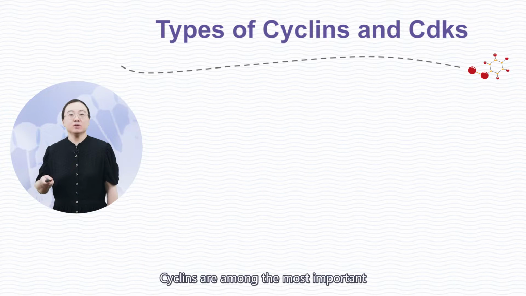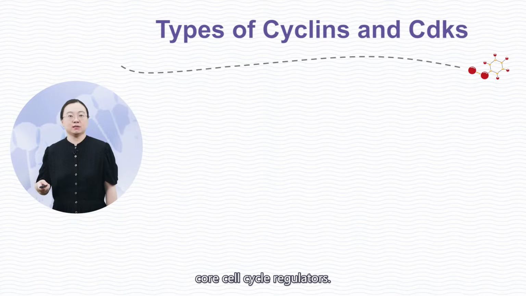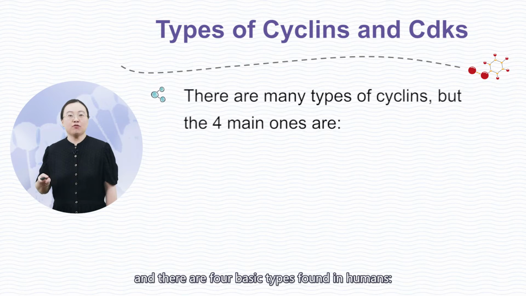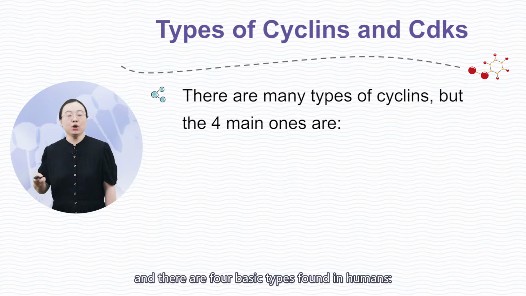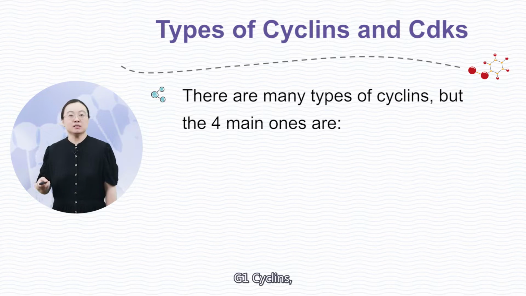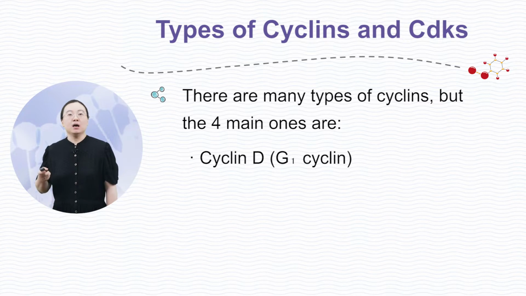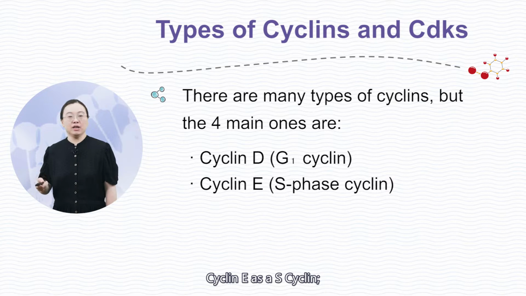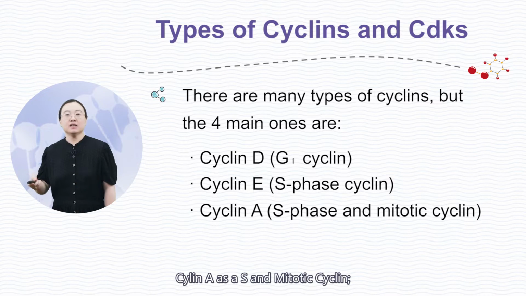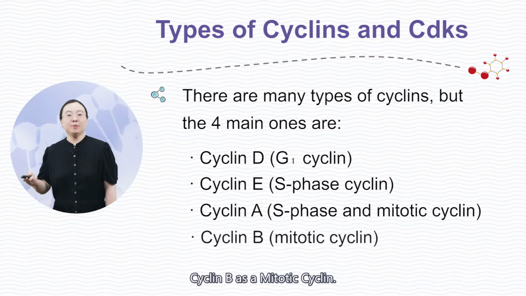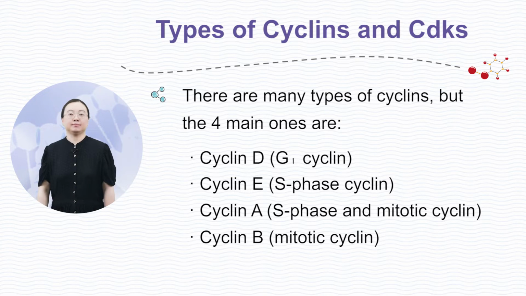Cyclins are among the most important core cell cycle regulators. Cyclins are a group of related proteins, and there are four basic types found in humans: G1 cyclins, G1/S cyclins, S cyclins, and M cyclins. For example, cyclin D is a G1 cyclin, cyclin E is a G1/S cyclin, cyclin A is an S and mitotic cyclin, and cyclin B is a mitotic cyclin.